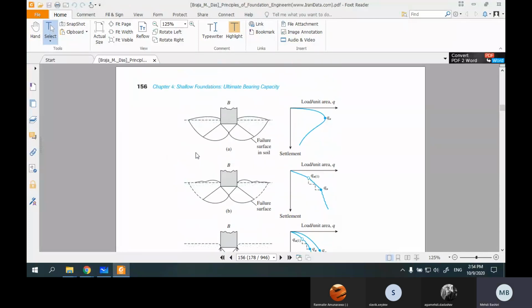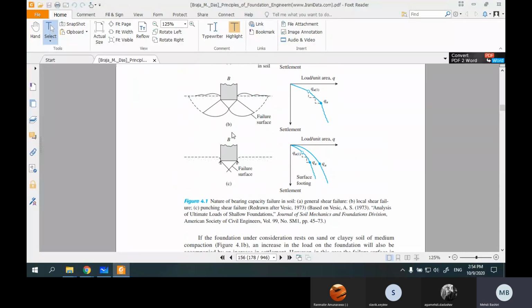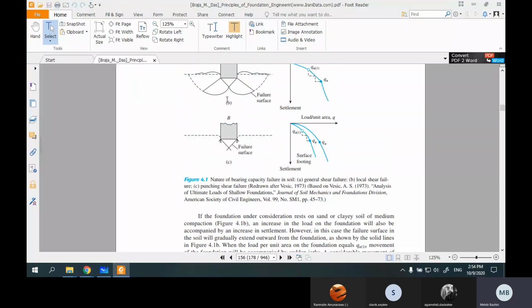Depending on the soil type, we have different shapes for this failure surface.